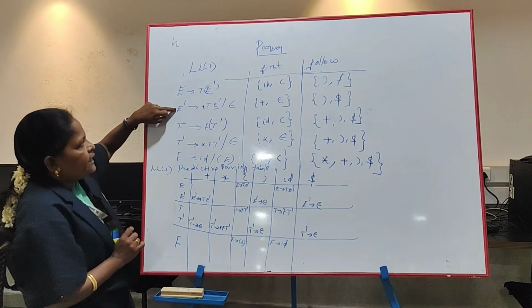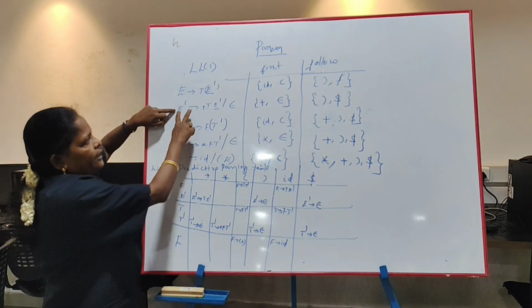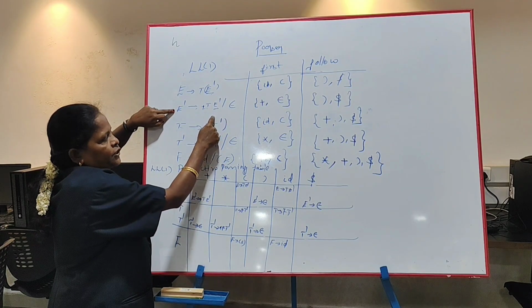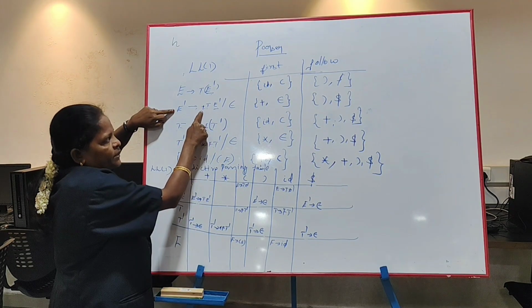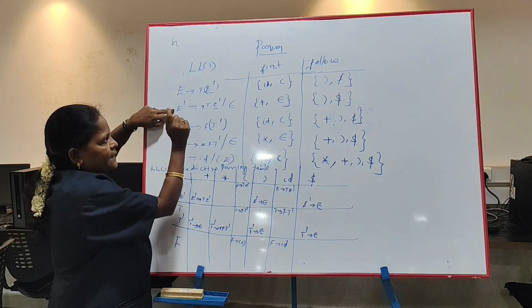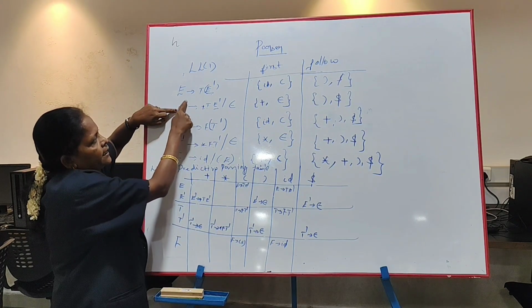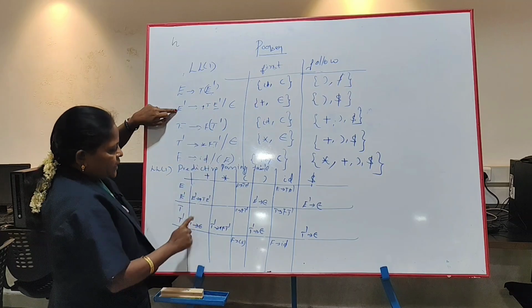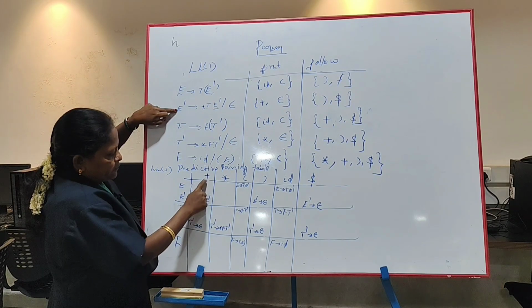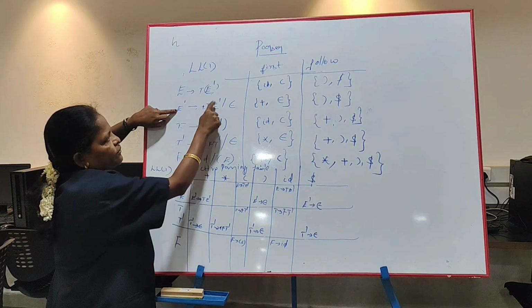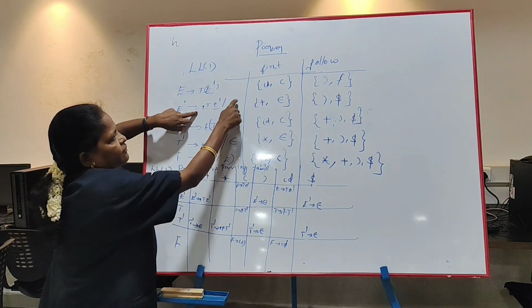Then next will be what? E dash. E dash gives what? I have two alternatives here. E dash gives the first of the right side production. The first symbol in the right production will be plus. So we can derive plus, which means you can use the production E dash gives plus T E dash. So in order to derive plus, you should write it here. First of E dash equals first of anything plus first of epsilon.